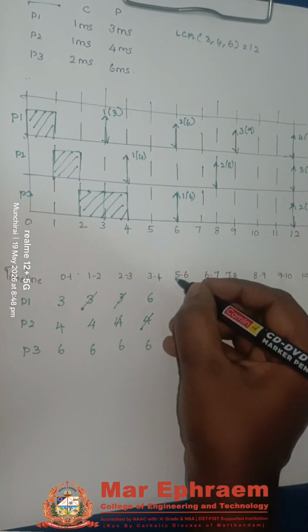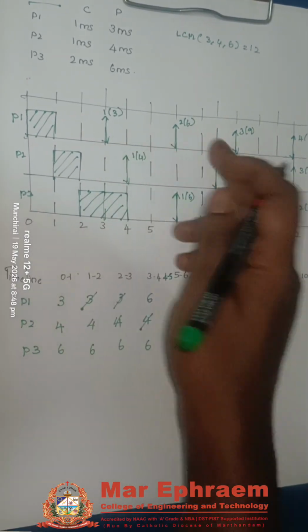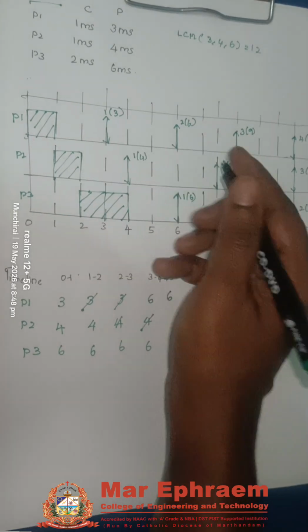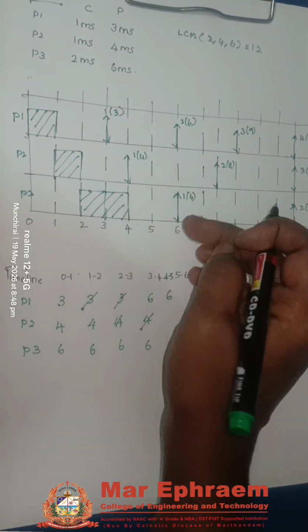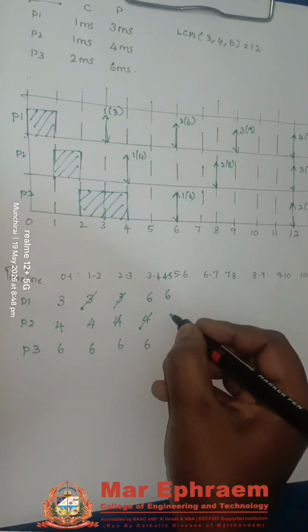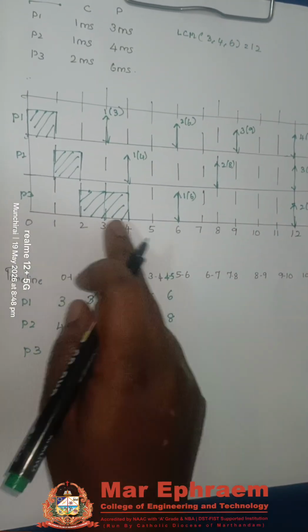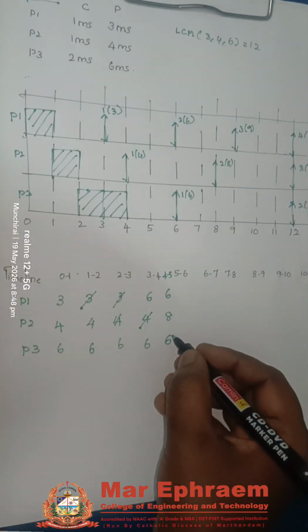So next, 4 to 5. When you go to 4 to 5, here P3's priority is 6. And next, P1's priority is 6. Next, P2's priority is 8 now. So from here it is 8. This is over. From here it is 8. And from here it is again 6 only. And P3 is completed, so just cancel P3.